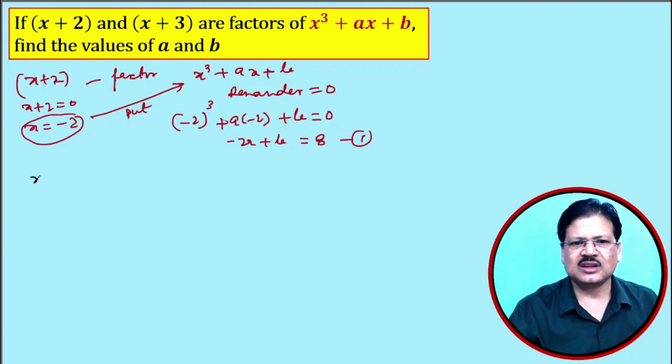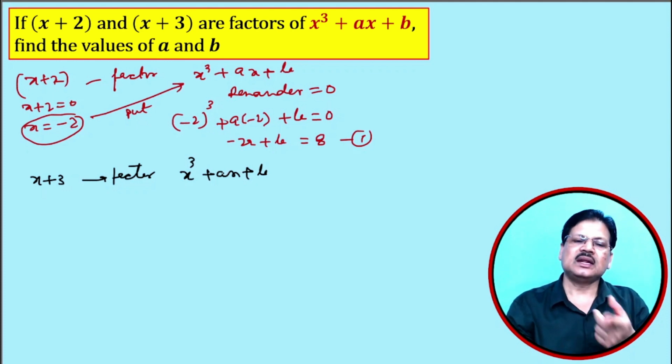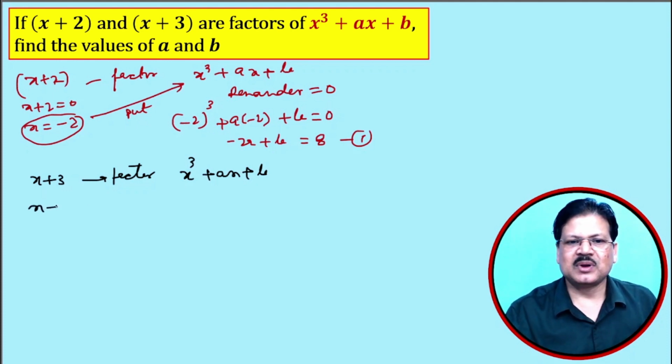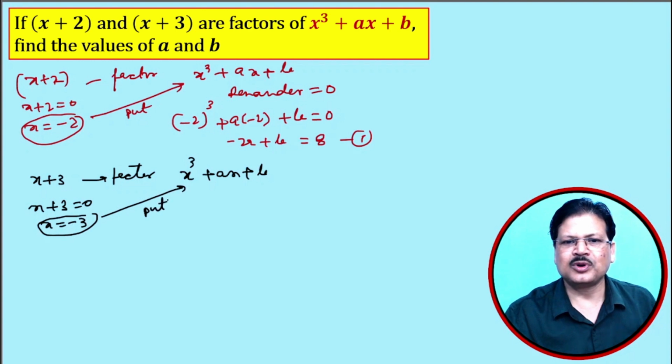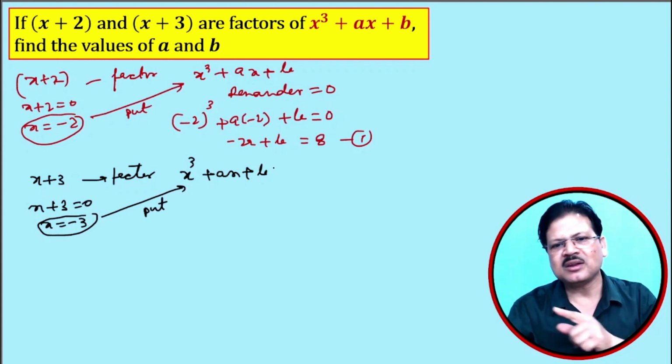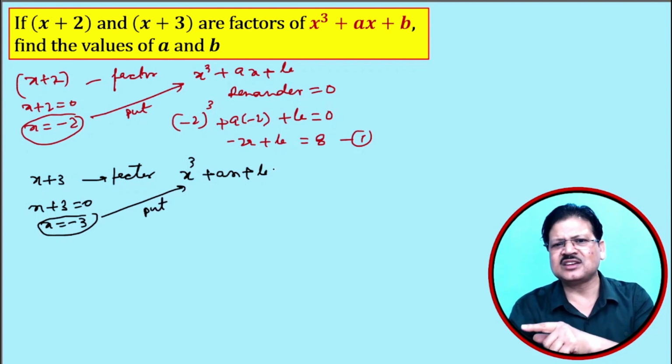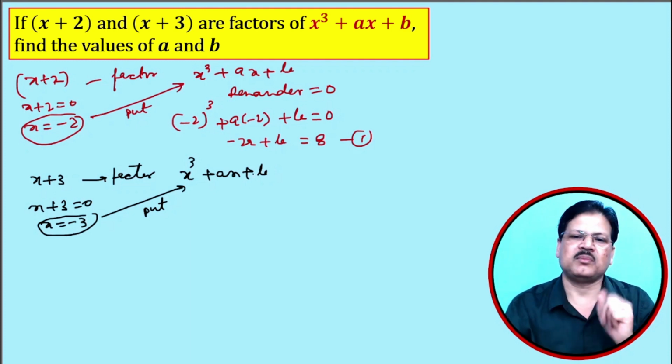x plus 3 is a factor of the polynomial x cube plus ax plus b. Then in that case x plus 3 is equal to 0, x equals -3. If we put this in this polynomial, my remainder again will be 0. Why? Because of the remainder theorem.